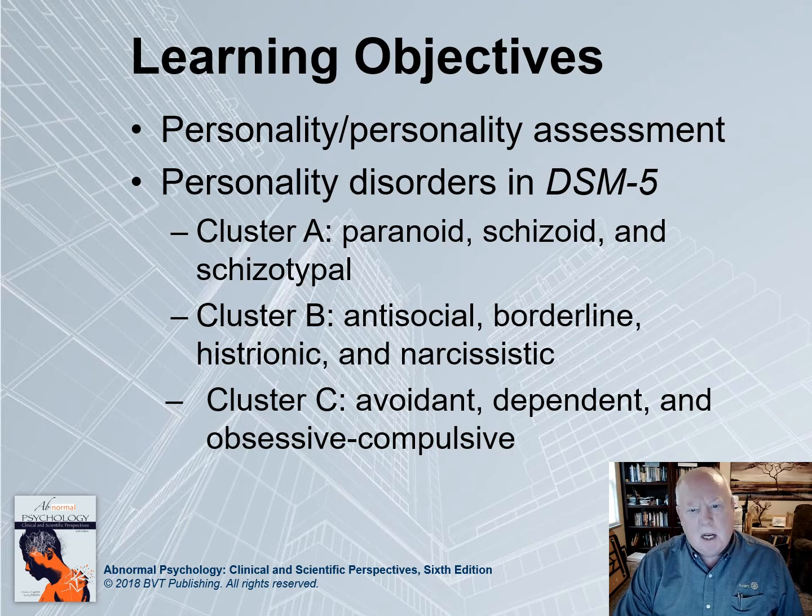Because there are so many personality disorders, currently 10 recognized by the DSM-5, we will divide them as the DSM does into clusters, A, B, and C, and we'll cover each of the disorders in turn.